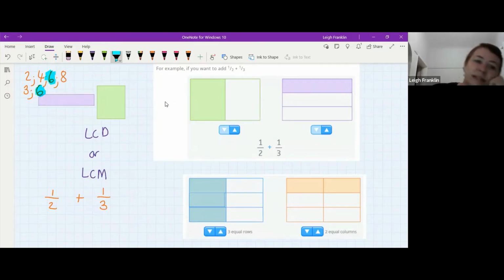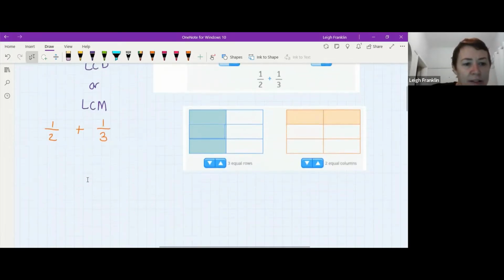And what that means is that we now need to make the half into sixths and the third into sixths, so that the block has been cut into pieces that are the same size, and we can add them together to see how many parts of the whole we've got.